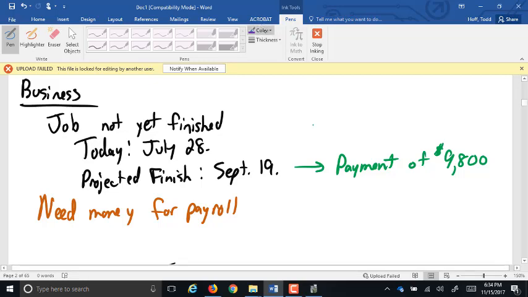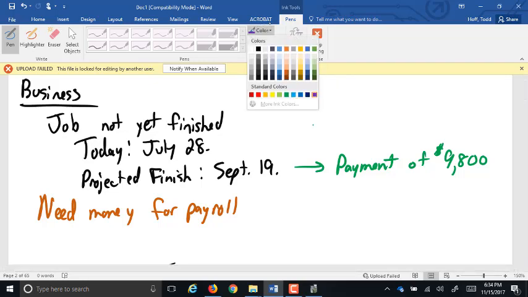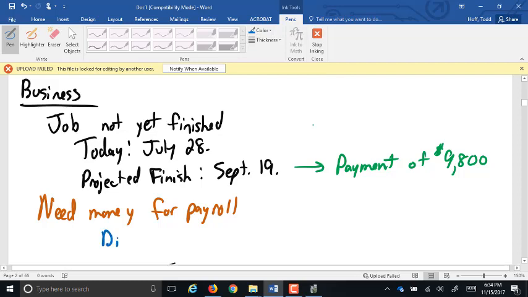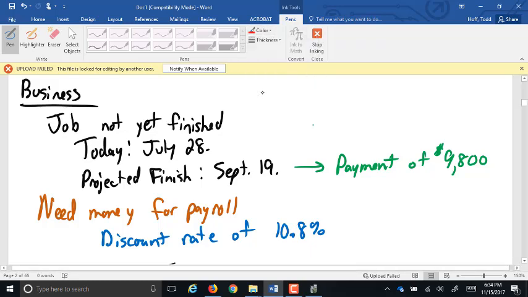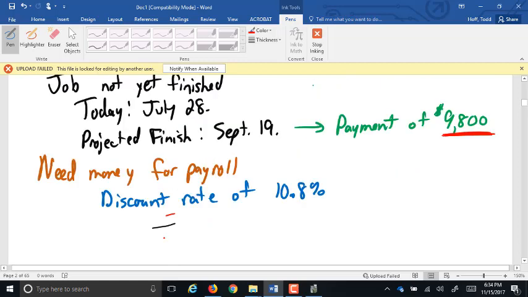You go to the bank, you talk to the bank, and you say, yeah, we'll lend you the money. We have a discount rate of 10.8%. How much money are they going to give you? Assuming that they're going to give you the full value on the $9,800. Well, first thing we should do is look up the days in our calendar for July 28th.